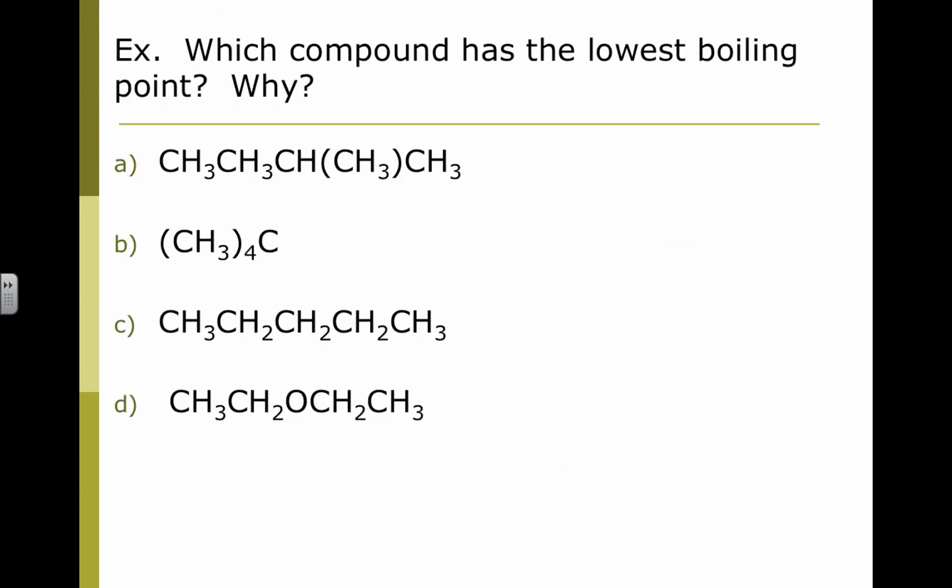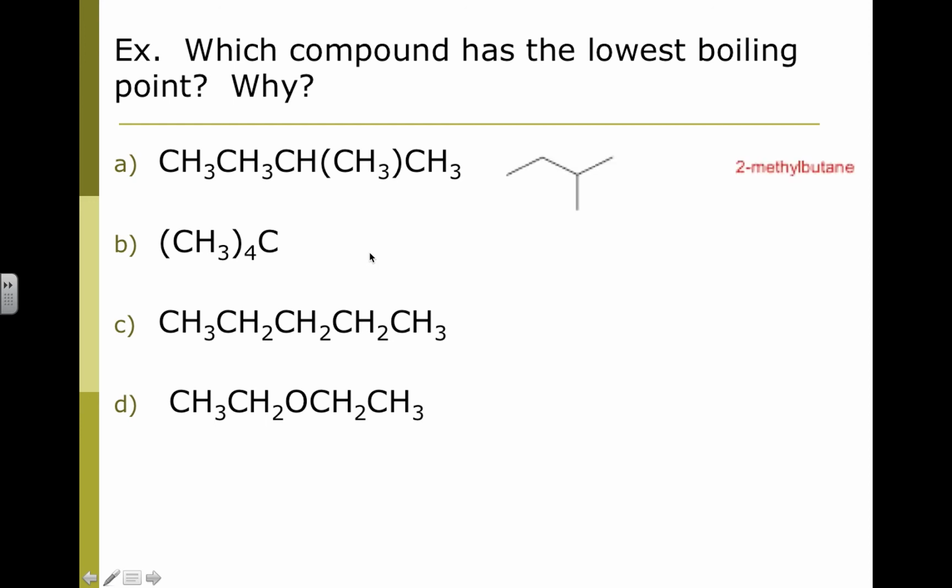Okay, take a minute and think about this question, and pause the video, and when you're ready to take a look at it, I'll show you the answer. All right, so which of these has the lowest boiling point and why? So if we look, these are all the same or very similar empirical formulas and molar masses. And we do have an ether right here, but what you should see are branches.